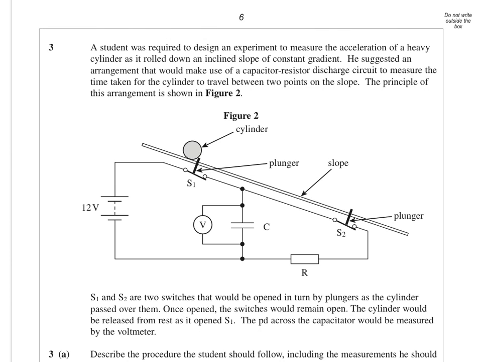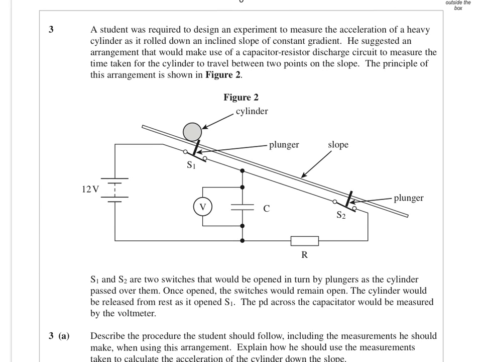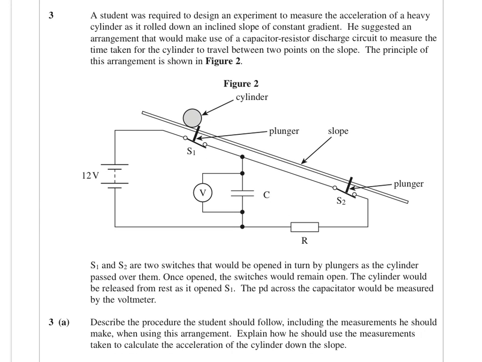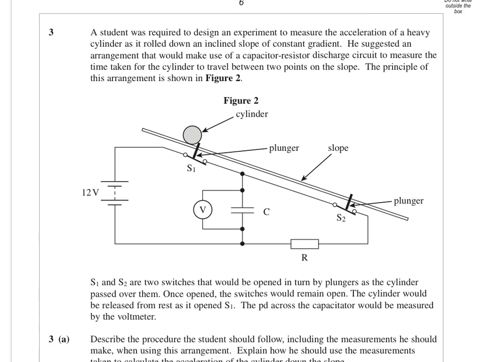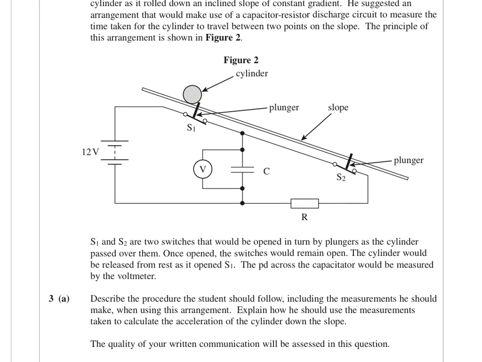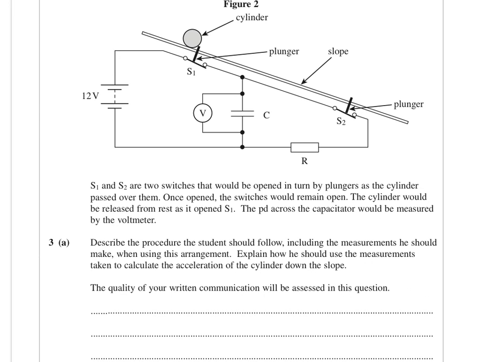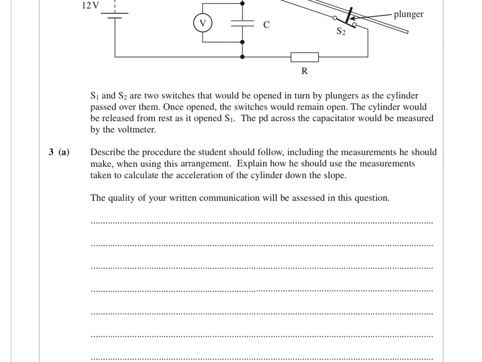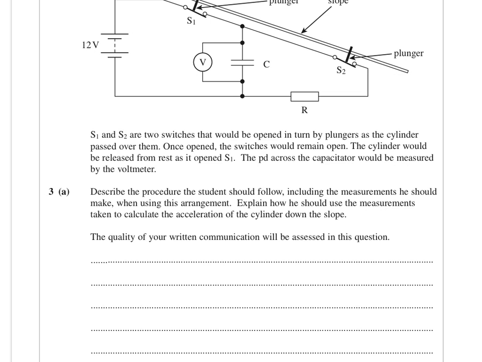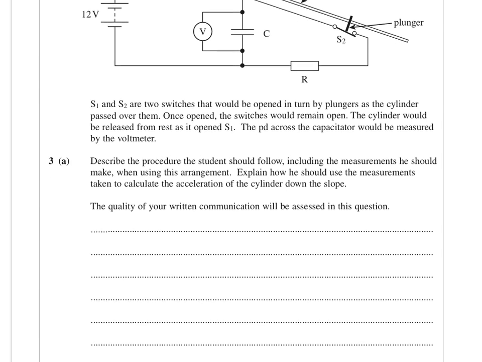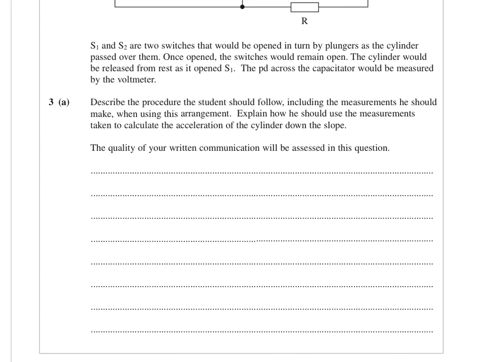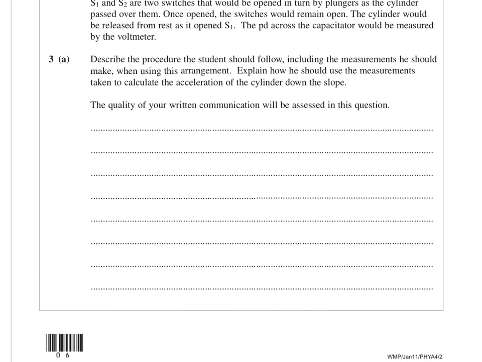Alright, so we've got, well, essentially we're looking at a ball rolling down a slope, but we're using a capacitor as a method of measuring that time. We've got two switches which get essentially opened by the ball as it rolls. Describe the procedure that it should use, including the measurement when using this arrangement. Explain how to use the measurements taken to calculate the acceleration of the cylinder down a slope.